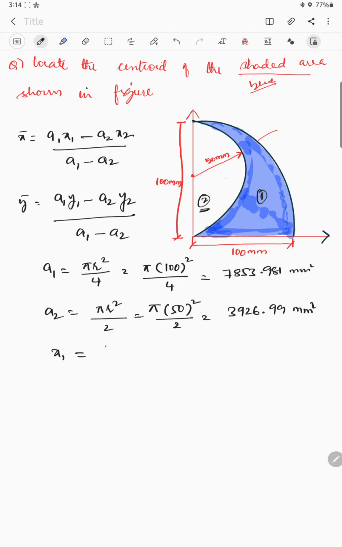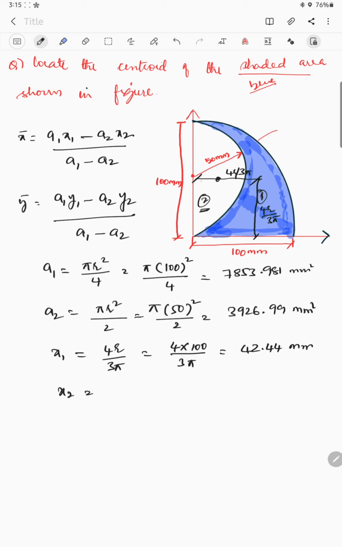x1 is equal to 4r by 3 pi. If you see the formula table, for the quarter circle, the centroid will be 4r by 3 pi, and also this distance will be 4r by 3 pi. You can refer to the table formula for the centroid. So 4 into 100 whole divided by 3 pi is equal to 42.44 mm.